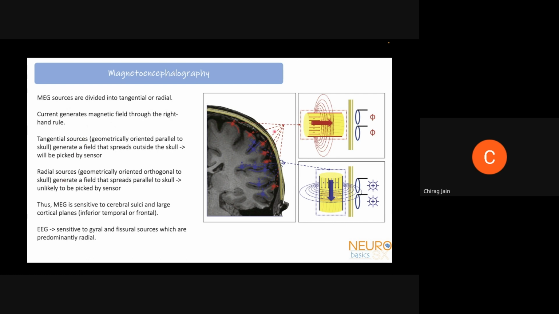Okay. So your tangential sources are basically sources which are oriented parallel to the skull. Okay. So as you can see, these sources, this is the electrical. You have to imagine that the current is traveling from the cortex into the white matter. Okay. So this is the direction of the current.